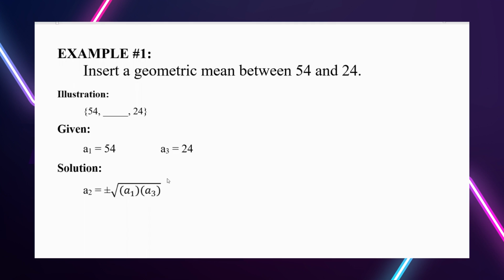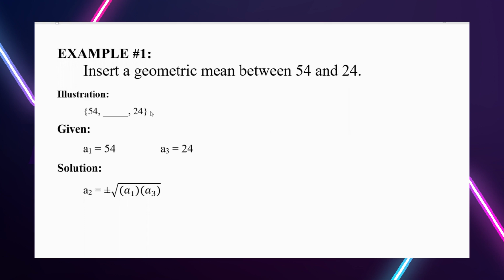Take a look with our example number 1. Insert a geometric mean between 54 and 24. First thing to do is i-figure out muna natin ang given geometric sequence upang maipakita kung ilang means ang hinahanap natin sa problem na ito. So kung iintindihin natin ang problem number 1, insert a geometric mean. So ibig sabihin, isa lang ang hinahanap natin na mean sa pagitan ng 54 and 24.